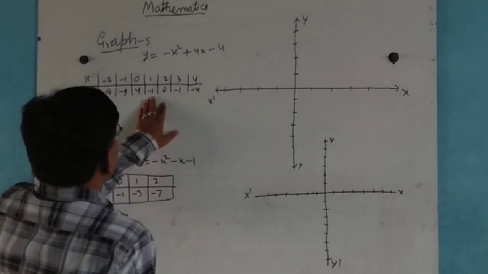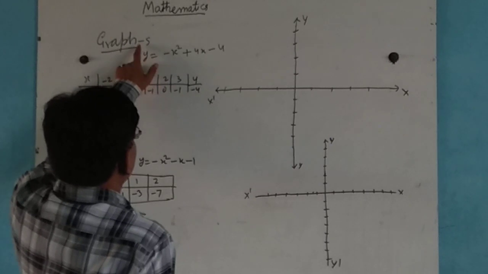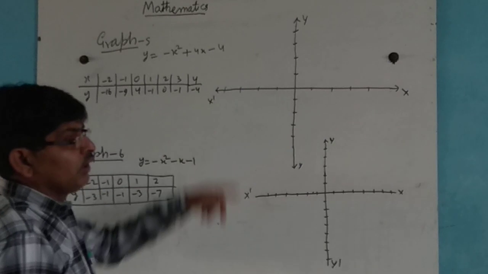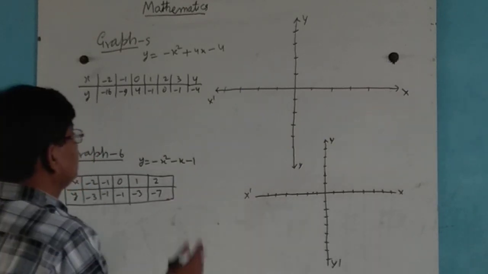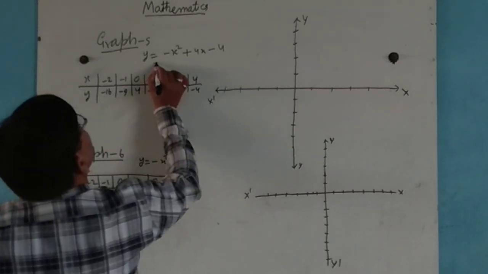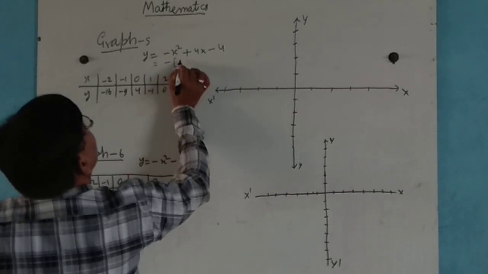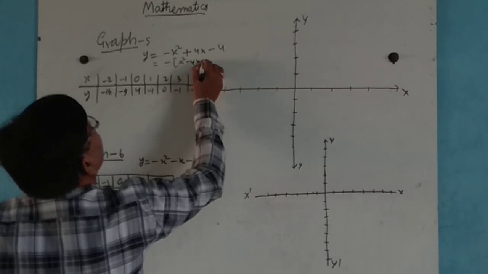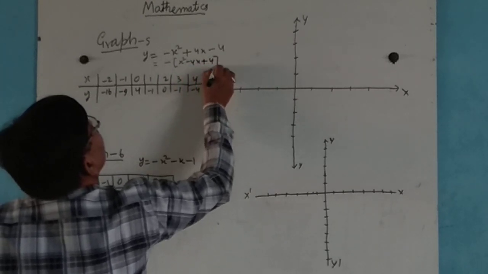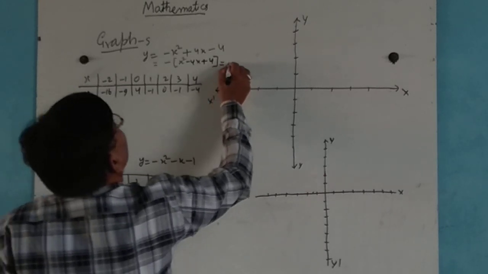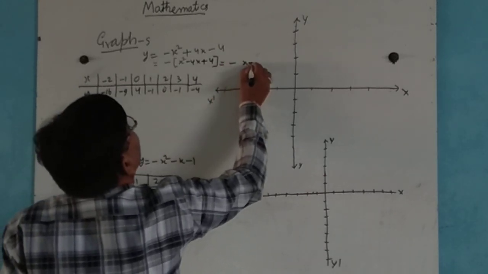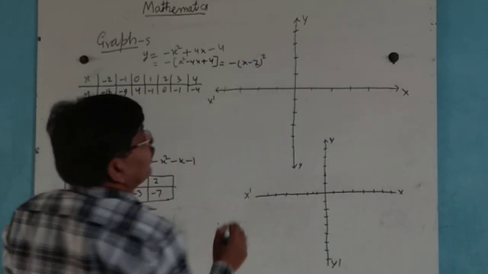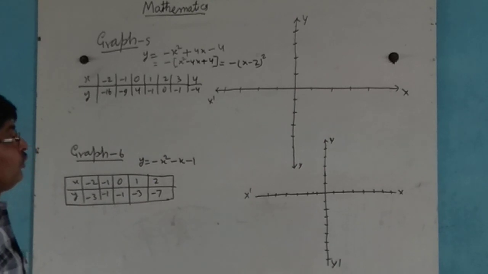Here, graph 5: y equal to -x square plus 4x minus 4. This is also a quadratic equation. This can be written with minus in common, that is -(x square minus 4x plus 4). It means -(x minus 2) to the power 2.